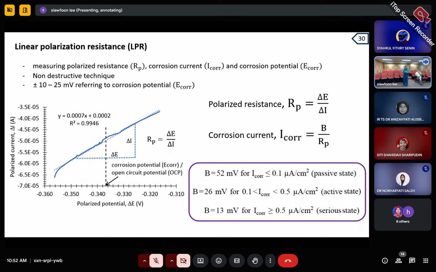Okay, and you only use B equals 13 when it is in a very serious state and you see a lot of corrosion happening. So then you get this polarized resistance, and for B you put 13 to get back the corrosion current.